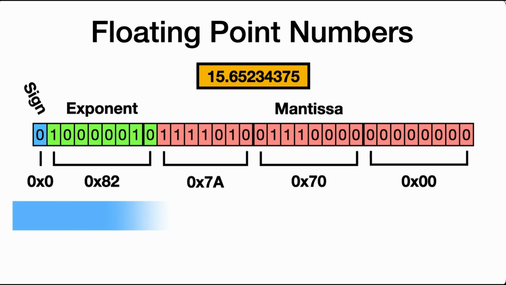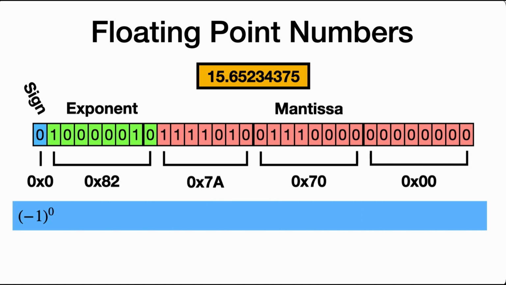What do we do with these numbers? So for the sign, we have -1 to the power of that number, which is 0. The exponent is 2 to the power of. 82 in hex is 130, and we minus 7F from it, because we've got to look at the midpoint of this number, because we might want negative exponents and positive. So 7F and 80 are the midpoint of an 8-bit number. So we'll always minus 127 from whatever the exponent is.